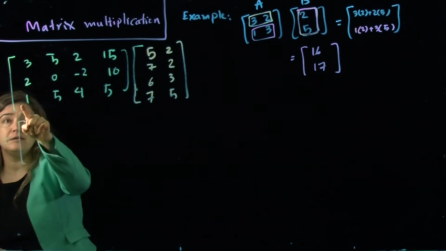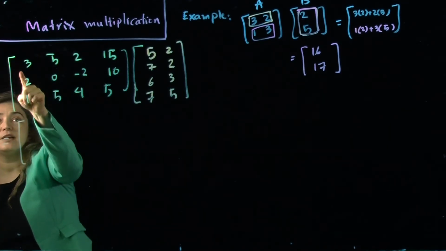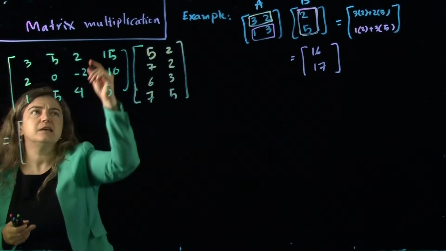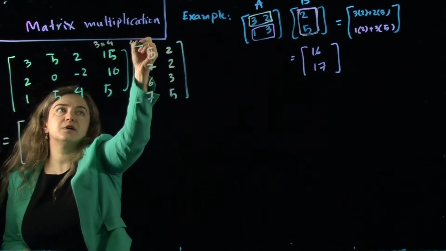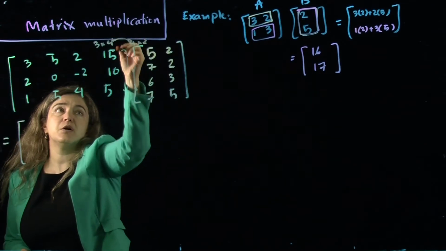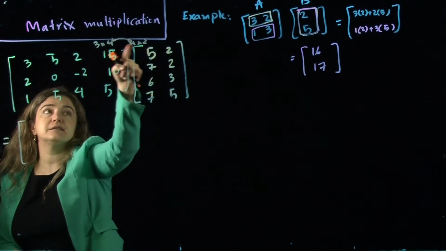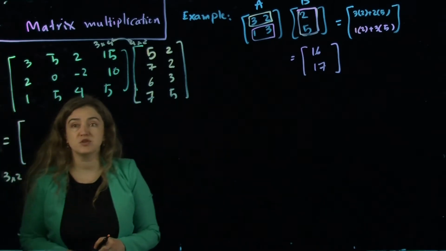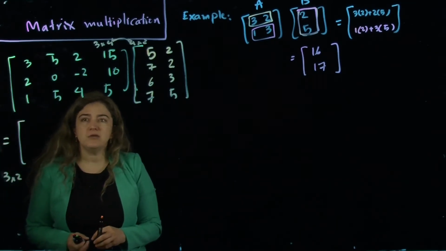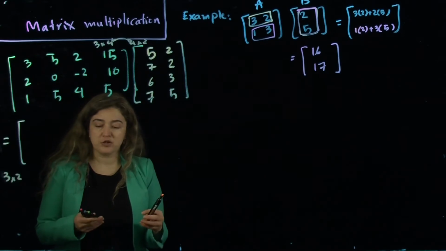I know that the resulting matrix will have 3 rows. Again, there's one little trick that we can use. 3 times 4, 4 times 2. These two are the same, and the resulting matrix is 3 times 2. So it would be 3 times 2. Now, let's try to multiply.